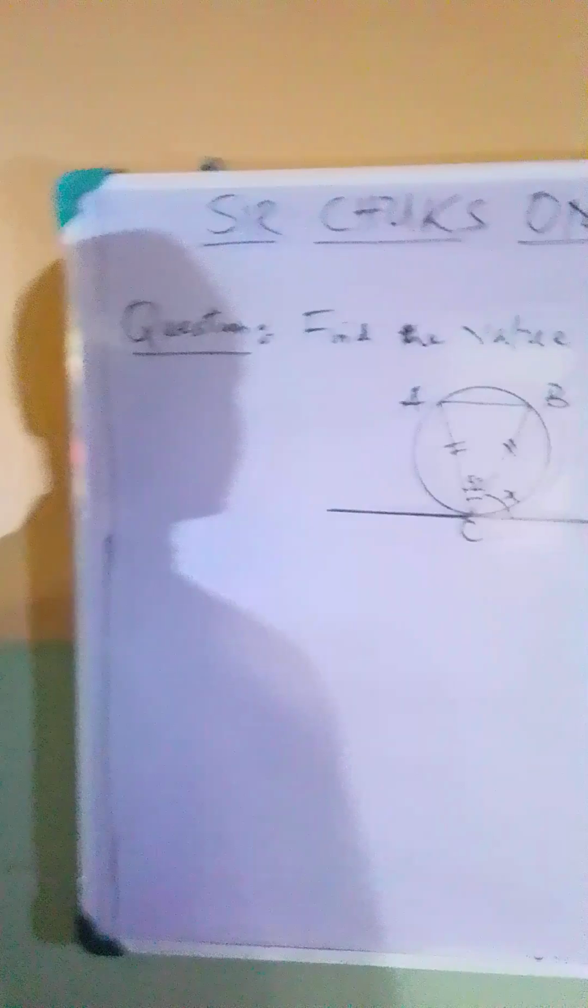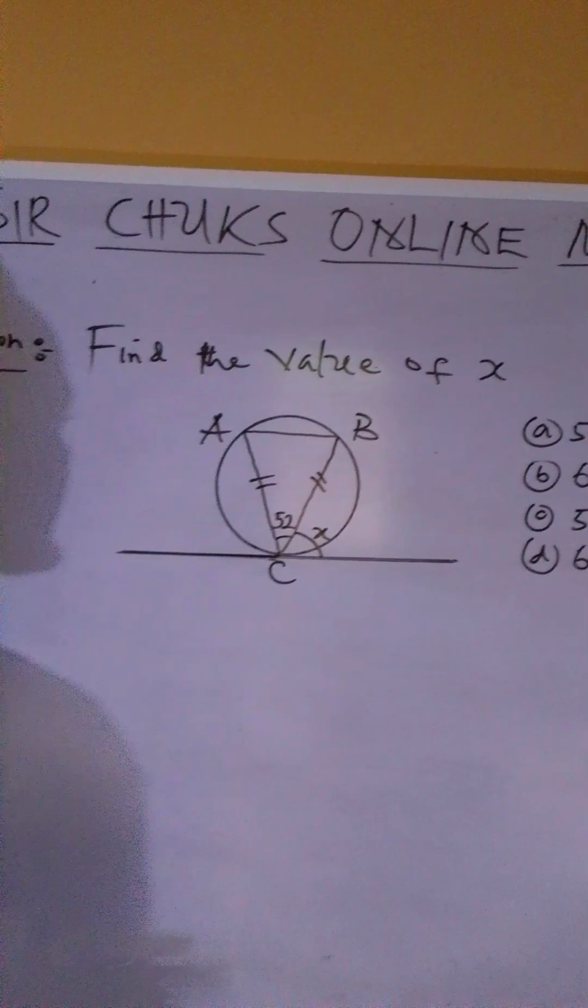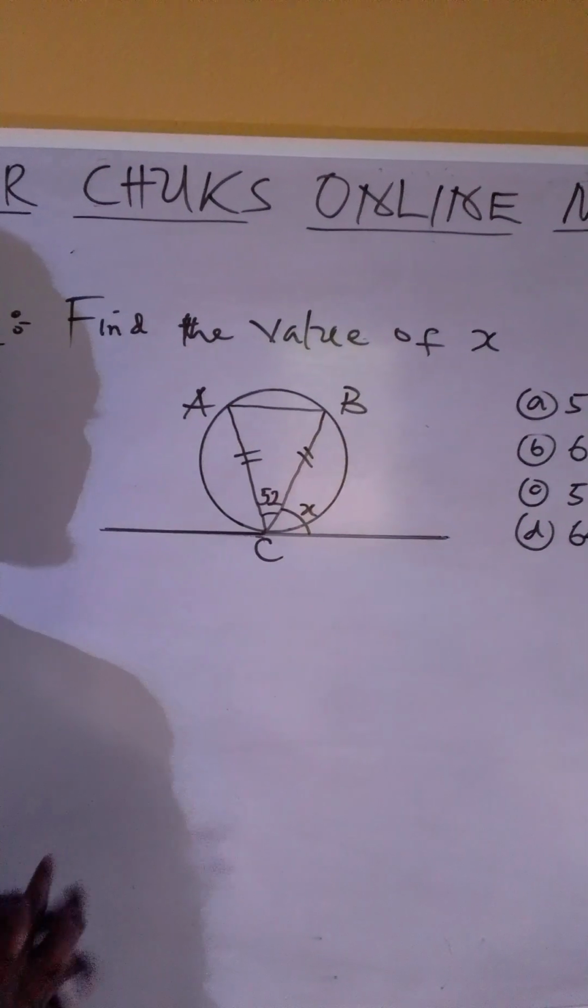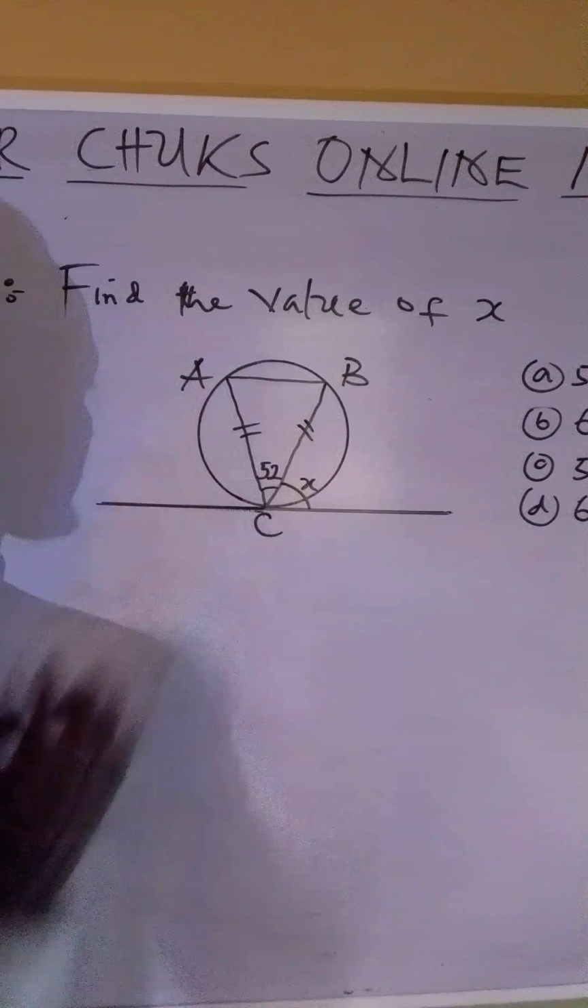Alright, so we have a question for us. The question says, find the value of x. Now look at the diagram. Let's study the diagram. We have a circle, and then we have a shape inscribed in the circle, which is a triangle. As you can see, it's a triangle.